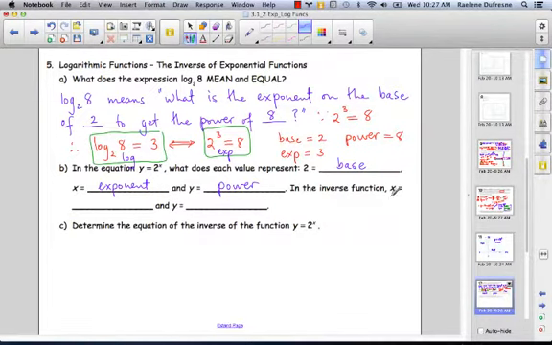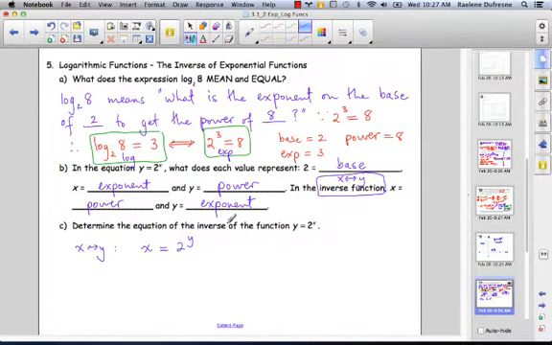In the inverse function, if we have an inverse function, then x and y swap, and so x would represent the power, and y would represent the exponent. So if we want to come up with the inverse equation for y equals 2 to the x, we say that x and y swap places, so we get x equals 2 to the y.